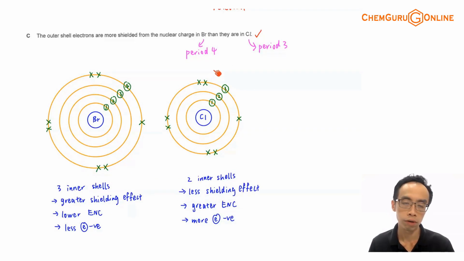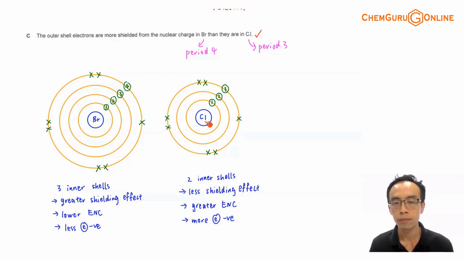Bromine is in period 4, so therefore we have 4 electron shells. What I've done is use the Bohr model, which is easier for us to visualize, looking at the number of inner shells that each of these halogens will have. Now, bromine is in period 4, with its valence electron in n equals 4, so I'll have 3 inner shells. And remember, my inner shells act as an effective shield to block the attraction between the nucleus and my valence electron.